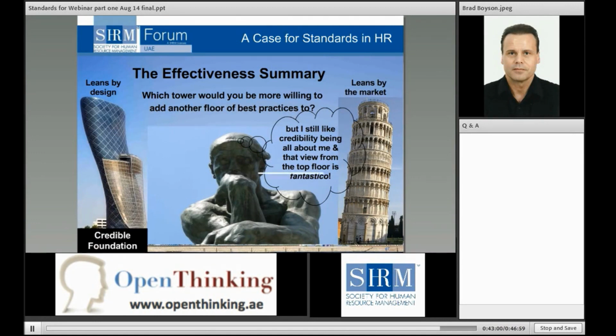The tower on the left has a credible foundation. The tower on the right has a questionable foundation. Again, I ask you, which tower would you be more willing to add another floor of best practices to? Which tower would you be willing to live on the top floor?